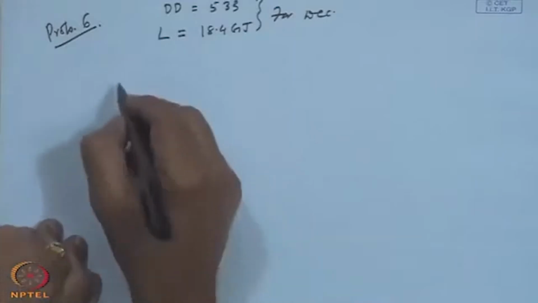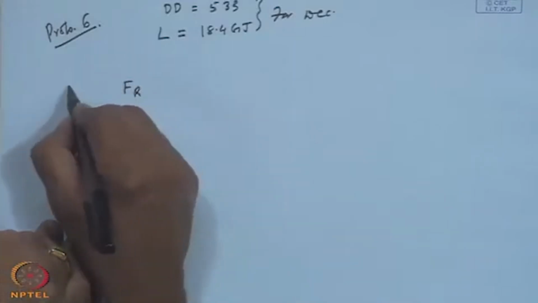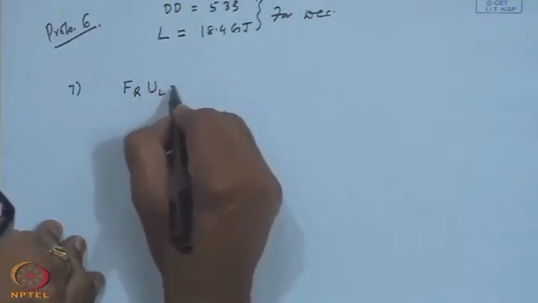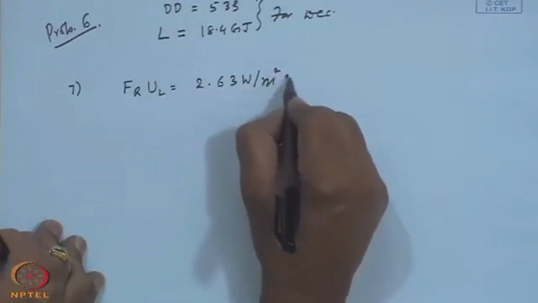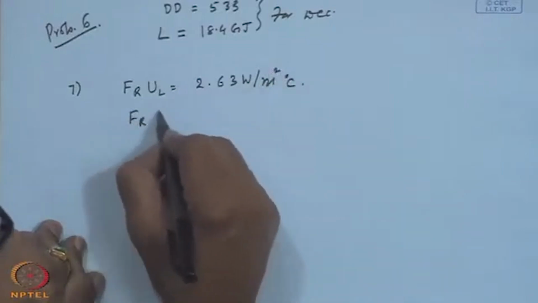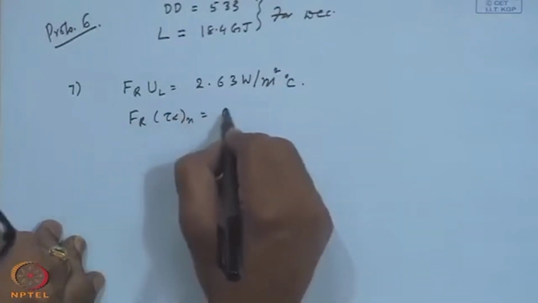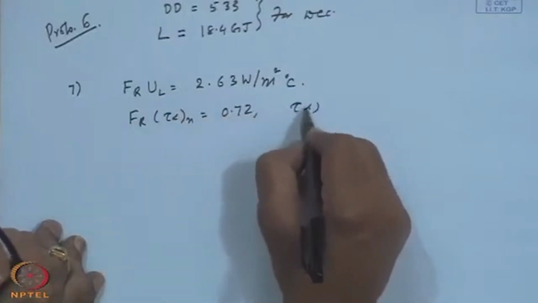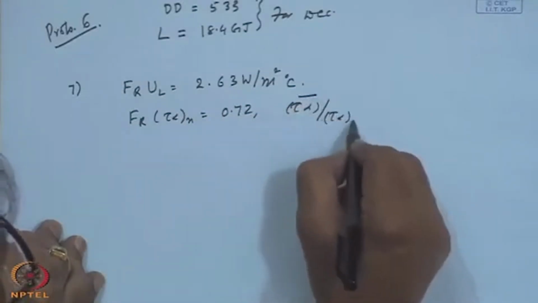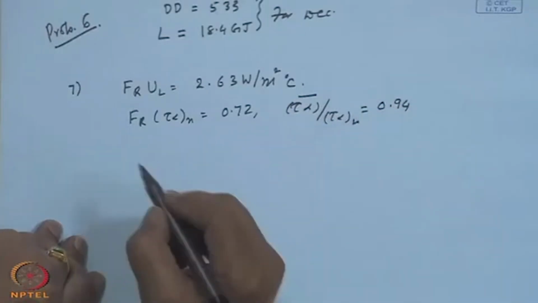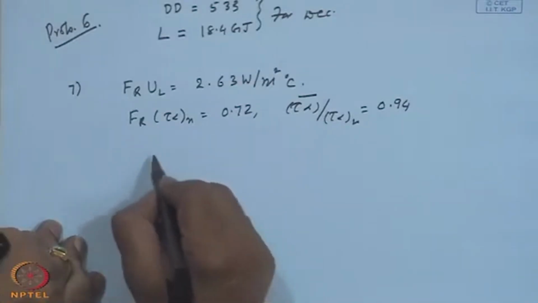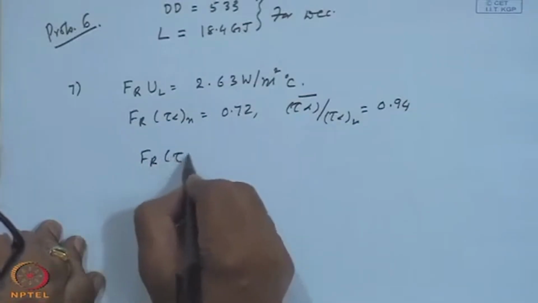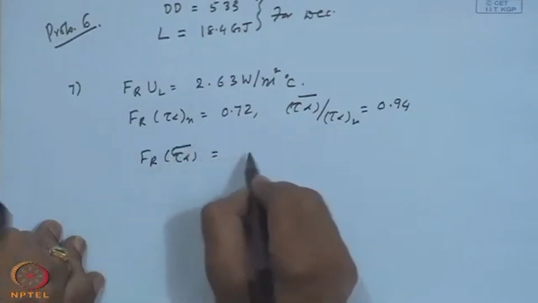So, for problem 7 the collector properties are: F_R U_L is 2.63 watts per meter square degree C, F_R tau alpha normal is 0.72 with tau alpha bar upon tau alpha n as 0.94, calculated by the detailed method we have described in the earlier problem while dealing with the phi bar f chart method. So, that F_R tau alpha bar will be the product of these two.